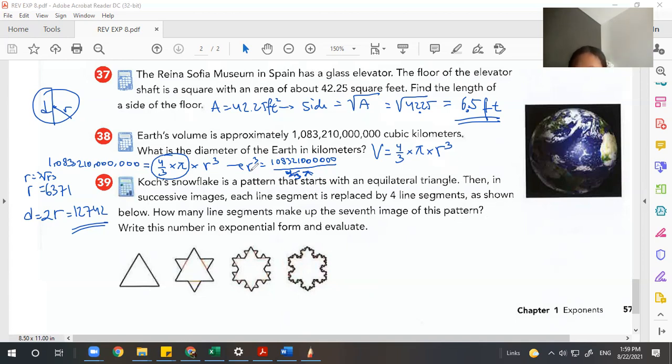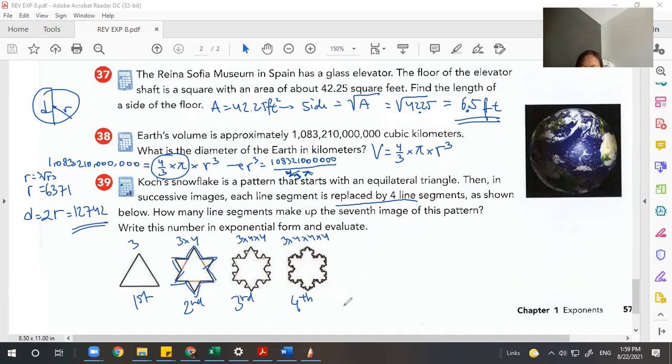Number 39. The Koch snowflake is a pattern that starts with an equilateral triangle, then in each successive image, each line segment is replaced by 4 line segments. So first 3, and then you multiply by 4 and it becomes 12. See, 1, 2, 3, up to 12. Right? 3 times 4. And then another 4: 3 times 4 times 4. And again, 3 times 4 times 4 times 4. This is the first pattern, the second, third, and fourth pattern.